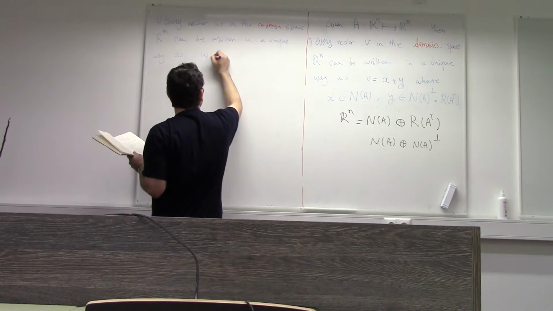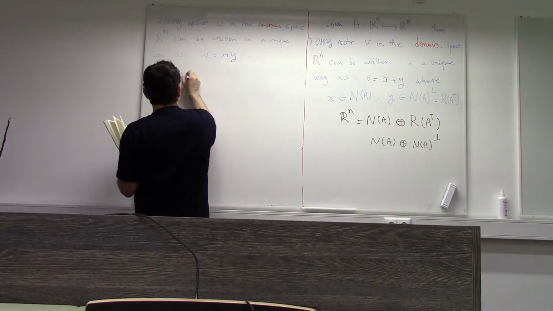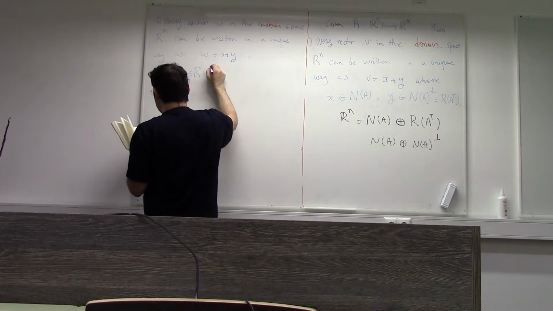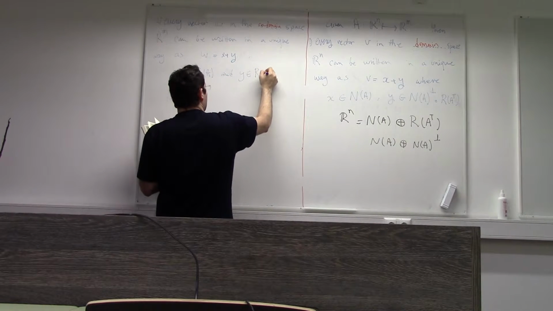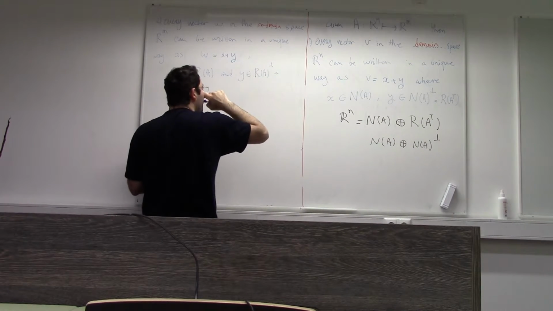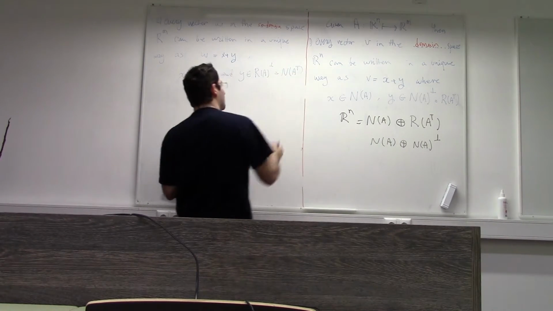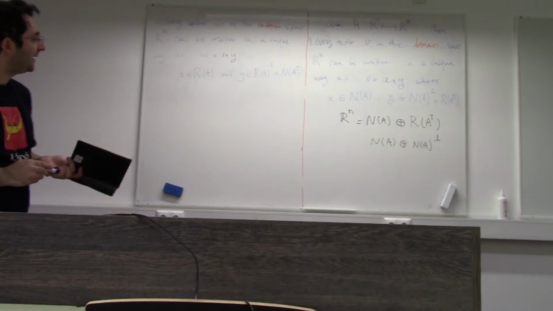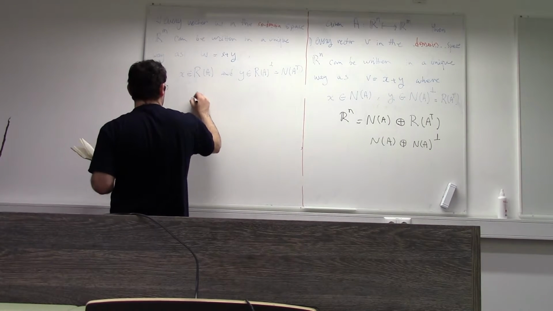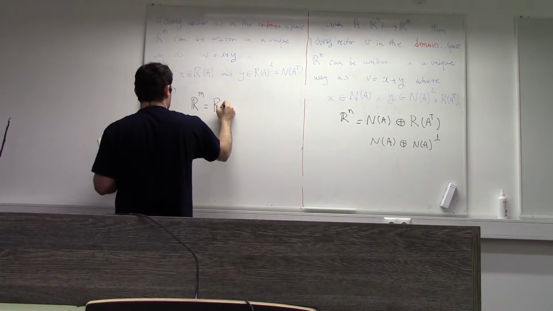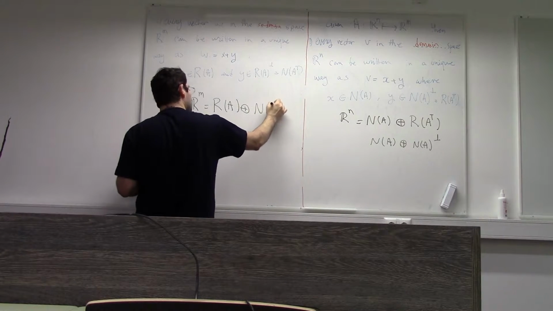W is equal to x plus y, where x belongs to Ra and y belongs to Ra orthogonal complement, which is Na transpose. We know that this is the left null space of A, and this means that the Rm is Ra direct sum of Na transpose.